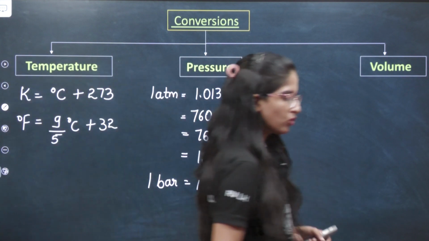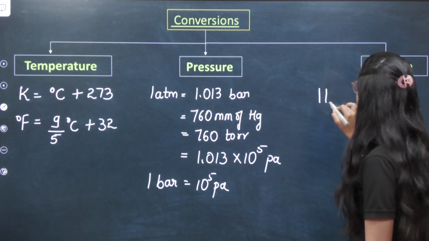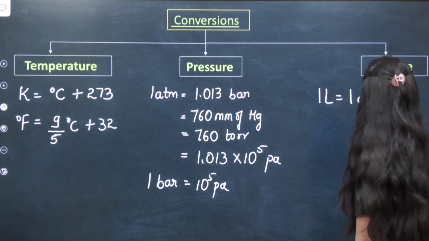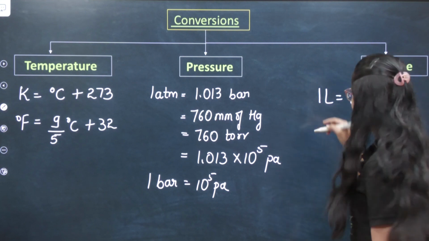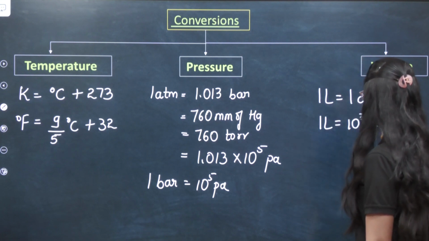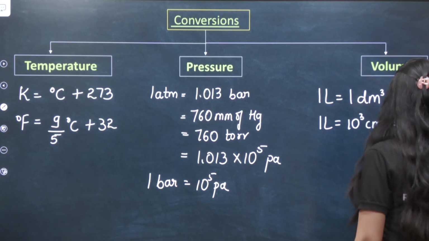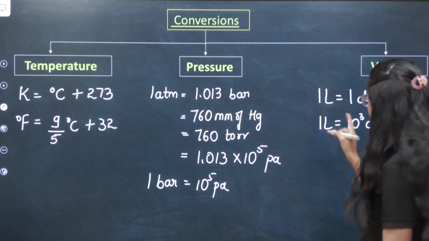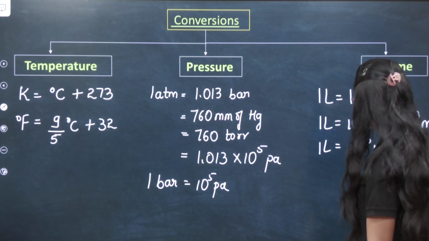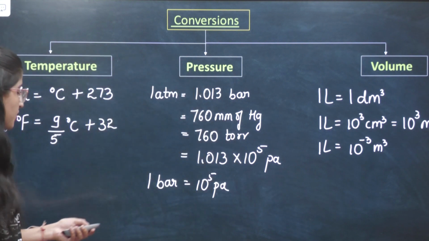When I come to volume, you might expect 1 liter is equal to 1 dm cube. The first conversion. And next, 1 liter will be equal to 10 raised to 3 cm cube, centimeter cube, which is in turn equal to 10 to the power of 3 milliliter. And next, this 1 liter will be equal to 10 to the power of minus 3 meter cube. So these are the important conversions which you must know.